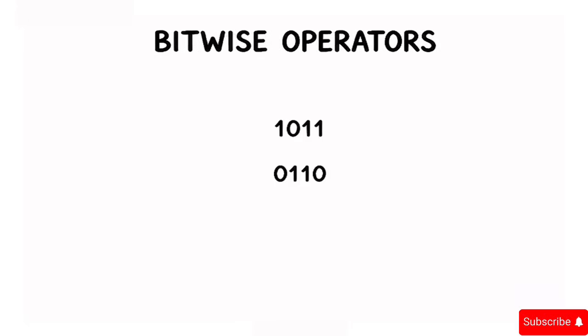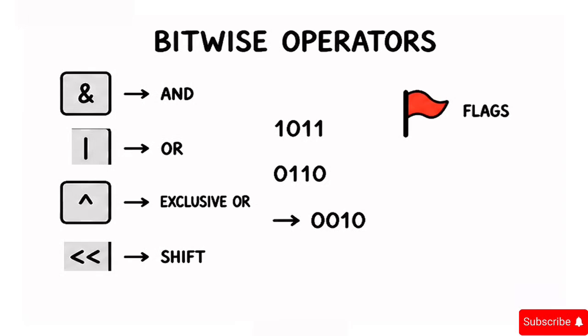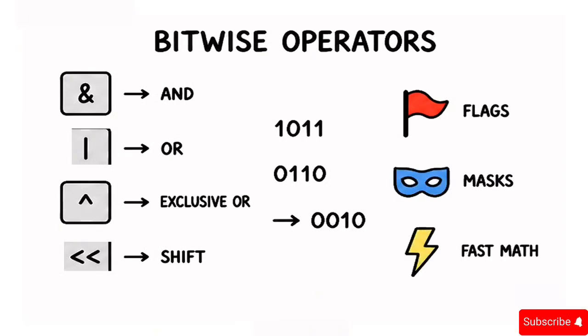Bitwise operators work on the binary bits inside a number. And, or, exclusive or, and shift operators flip and move bits directly. These are used for low-level tasks like flags, masks, and fast math.